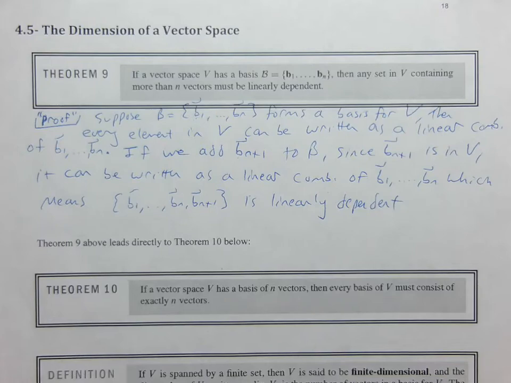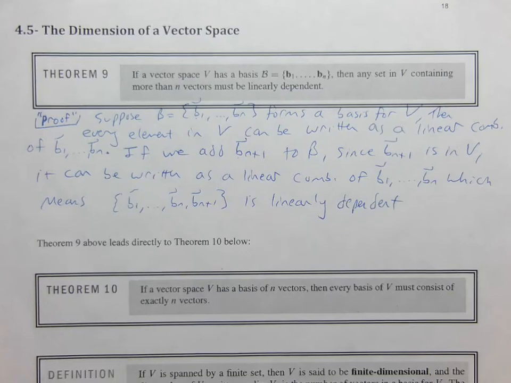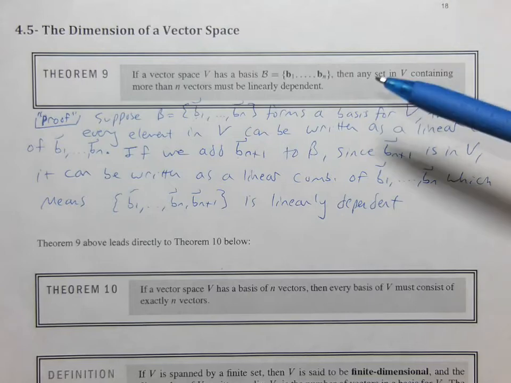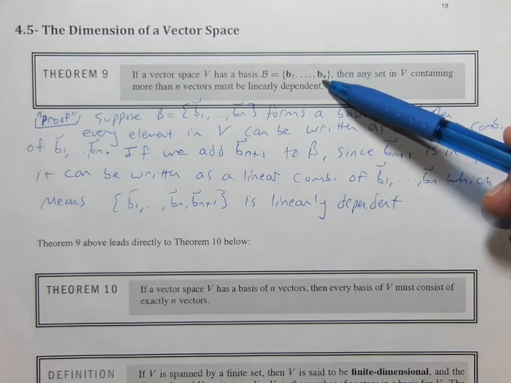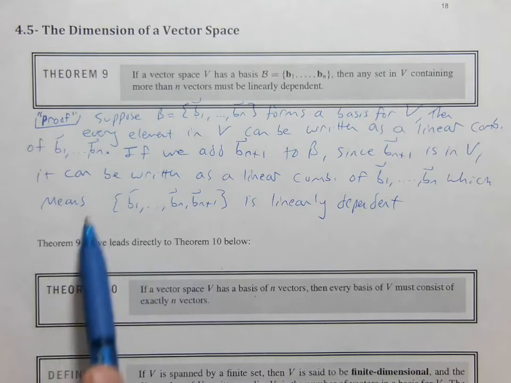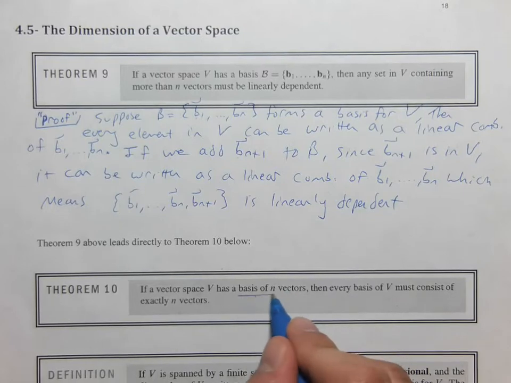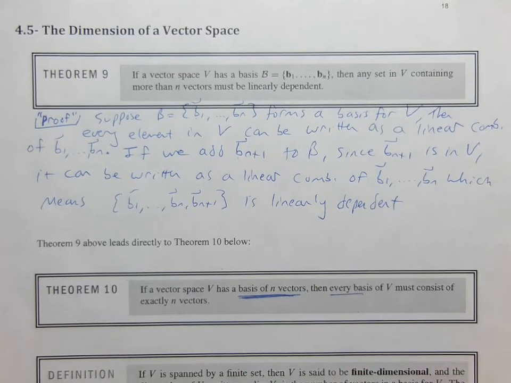And so this is getting at the idea that if we have a basis that has n elements, you couldn't possibly have a separate basis for the same space with n plus 1 elements, because as soon as you add another one, it becomes linearly dependent, which violates the definition of a basis. And so if we need to have n elements in a specific basis for a specific space, then every basis in that space must also have n elements. So this first theorem leads directly to theorem 10. If we have a vector space that has a basis with n vectors, then every basis for that space has to have exactly n vectors.